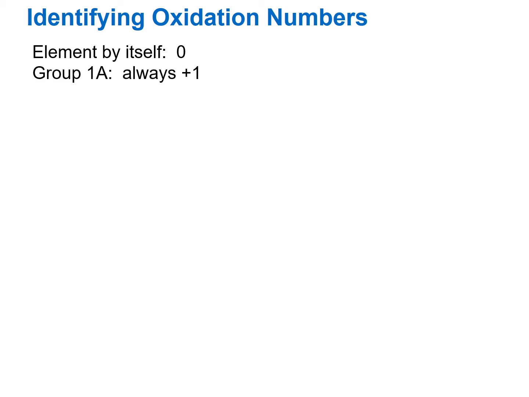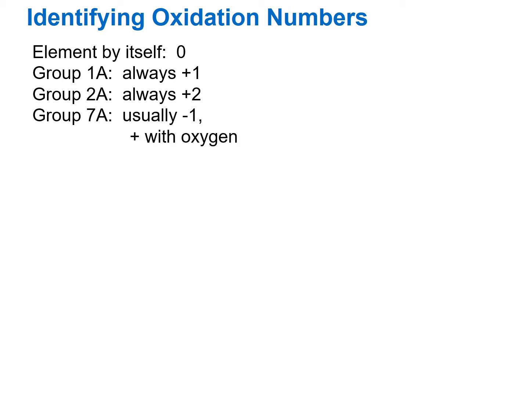If you are a group 1A element in a compound, it's going to have a positive 1 oxidation number always. If you're a group 2A, you will have an oxidation number of positive 2 when you're in a compound. If you are group 7A, usually you're going to be a negative 1 for an oxidation number, unless you're with oxygen, in which case you will be a positive 1. All right, so that's part of it. There's more. There's always more.